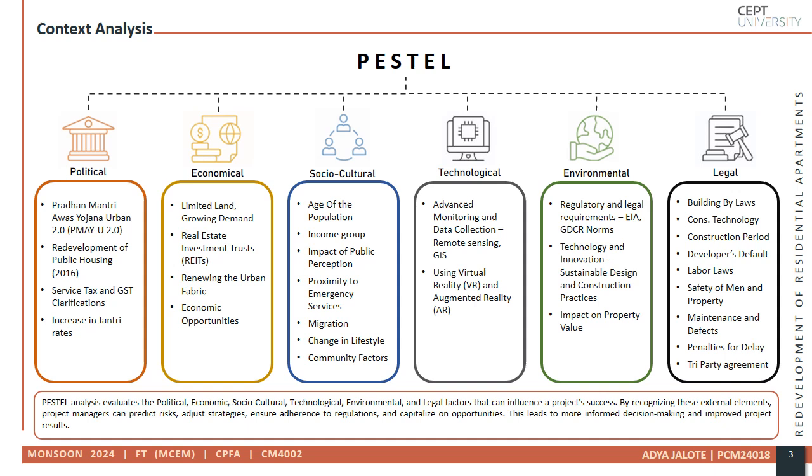Environmental factors. Sustainable construction methods, energy efficiency, and green spaces are prioritized to minimize the ecological footprint. Environmental impact assessments ensure regulatory compliance. The legal factors. Adherence to building bylaws, labor laws, and safety norms reduces risk and builds trust among stakeholders. This analysis helps identify challenges and opportunities, ensuring the project meets urban planning goals while addressing sustainability and community needs.